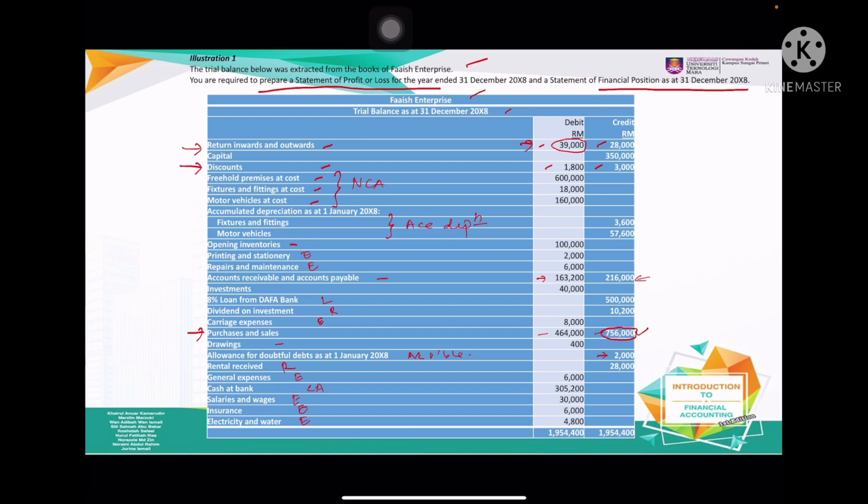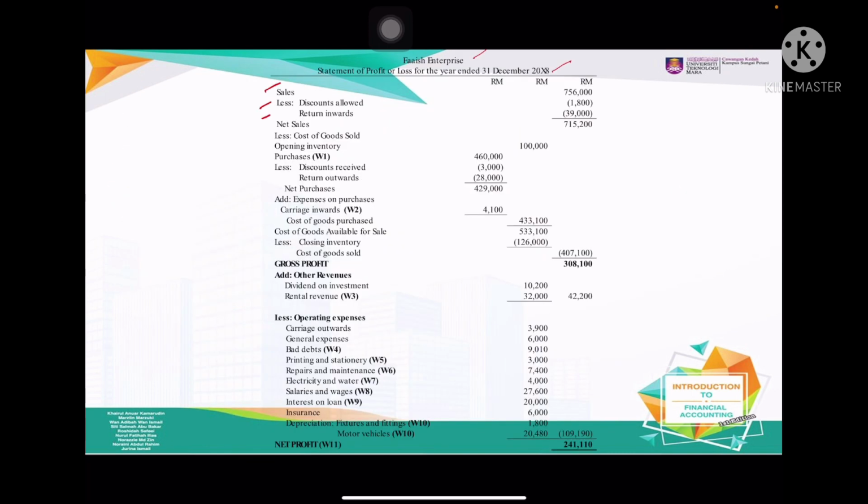And then we have to less the discount. Okay, so discount on the debit side is discount allowed, on the credit side is discount received. So sales relates with the discount allowed, 1,800. So 756 minus discount allowed 1,800, and then minus return inward 39,000. So we calculate, we get 715,200, which is our net sales. And then we minus our cost of goods sold.